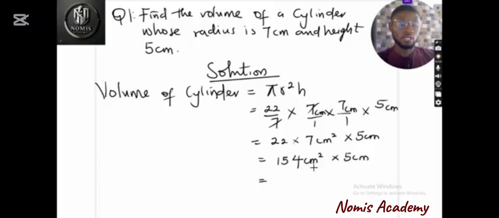Times 5 centimeter. So 5 times 4 is 20, keep 2. 5 times 5 is 25 plus 2, 27, remember 2. 5 times 1 is 5 plus 2, that is 7. So that is 770 centimeter squared multiplied by centimeter, that is centimeter cube. So the volume of the cylinder we just calculated is 770 centimeter cube. That is the answer to that question.